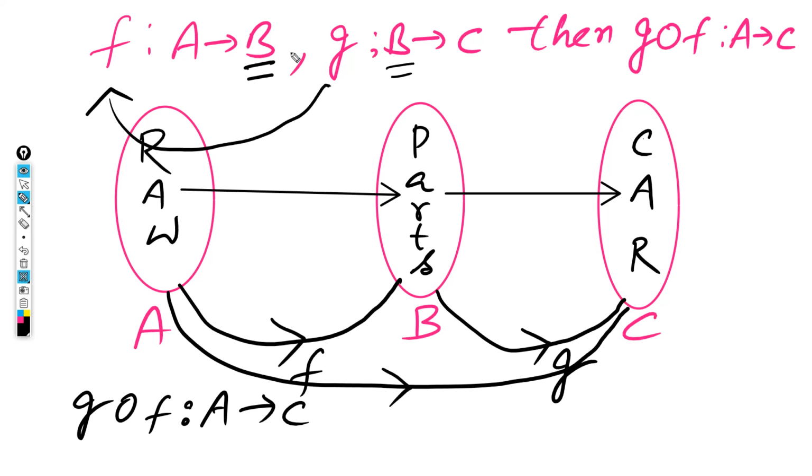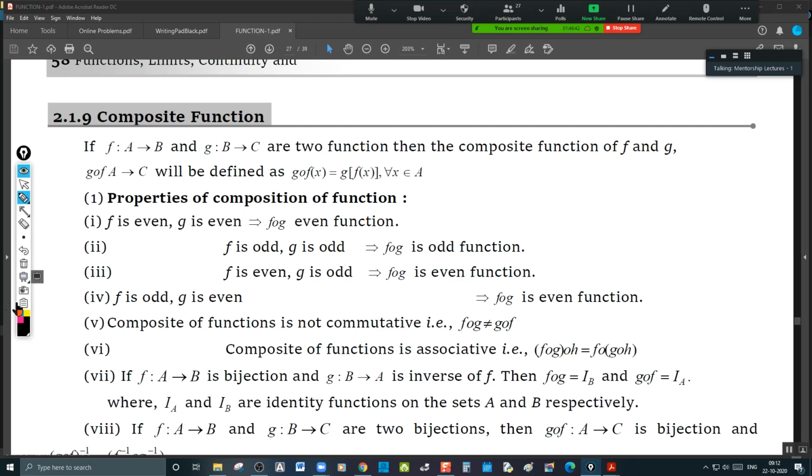And the composition goes like this. G circle F maps from A to C. G circle F, right side to left you have to go. G circle F maps from A to C. Like that it is. Okay. That's about the composition of two functions. You have to revise all these things.